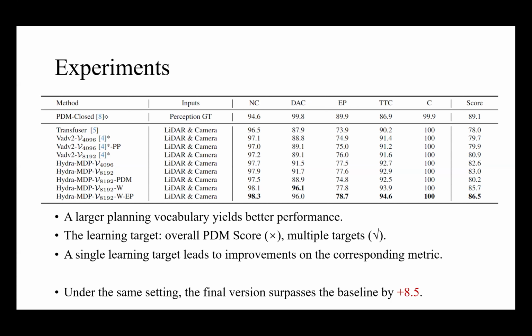And the third thing we find is that if we involve an extra single learning target, we can get improvements on this corresponding metric. So this also demonstrates the scalability of our method. We can involve more traffic rules, like traffic lights or traffic signs, in our model, and we can scale our model in that way. So finally, under the same setting, our version surpasses the baseline by 8.5% in the overall PDM score.